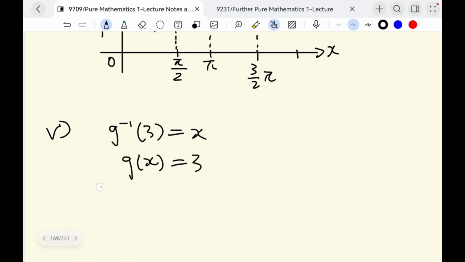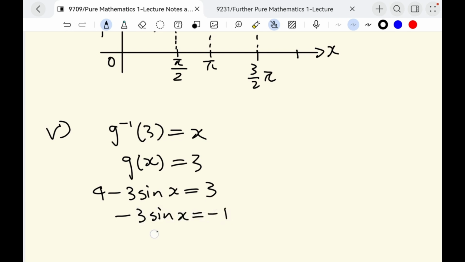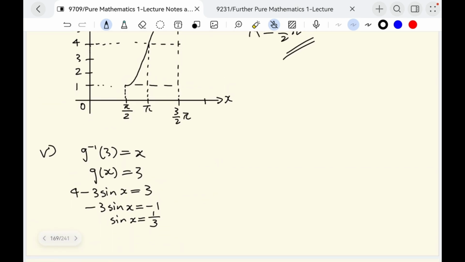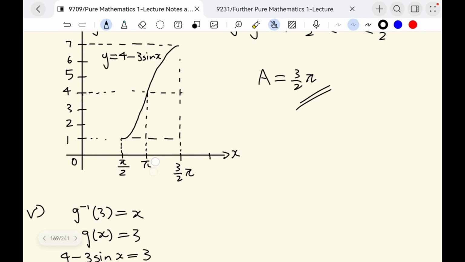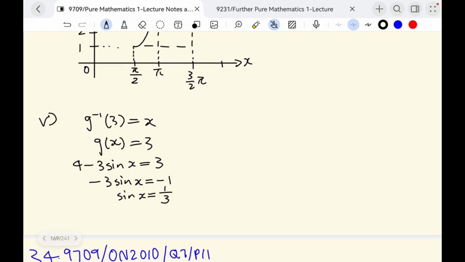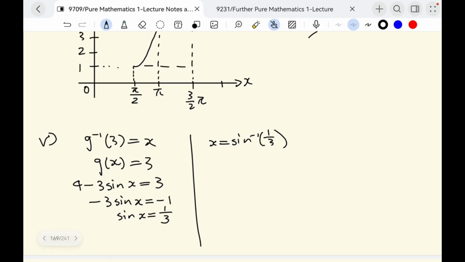So g of x equals 3, which means 4 minus 3 sine x equals 3. So negative 3 sine x equals negative 1. Therefore, sine x is 1 over 3. For the given interval, it is only from pi over 2 to 3 pi over 2. Take the outside of the 1 over 3. Using the calculator, press it and see how much you get. By right, it only has one solution.